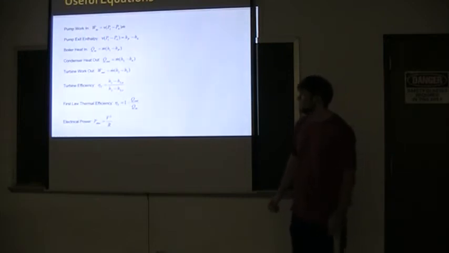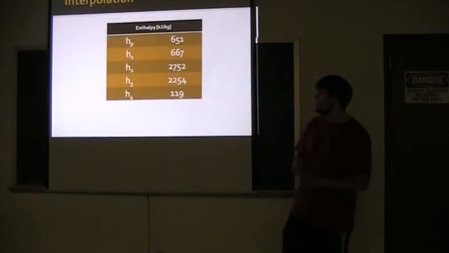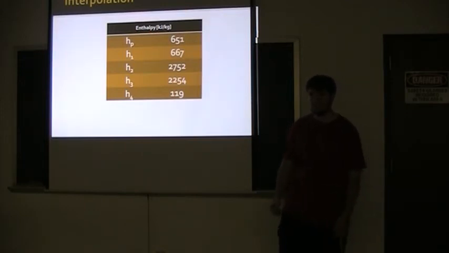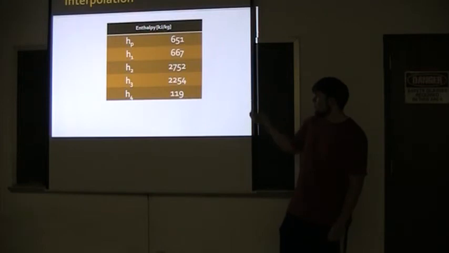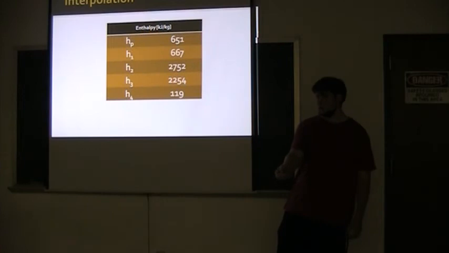So useful equations for this experiment: pump work in, heat out, turbine work out, turbine efficiency. And these all deal with certain enthalpies that we had to find. So finding the enthalpies, we had to do interpolation based off of the steam tables from the temperature and pressure readings that we got off of the machine from the data, and we had to find 1 through 4 first, and then from the previous equations you can use that to find the pump exit enthalpy. So we found all these.